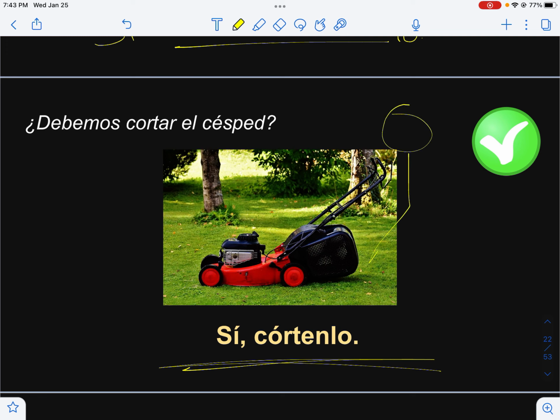Aquí tenemos una persona invisible. Wow. Nice.